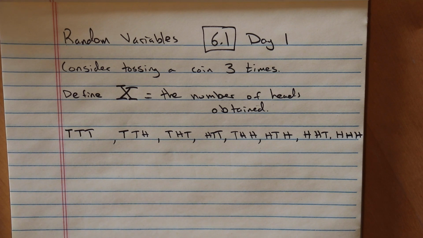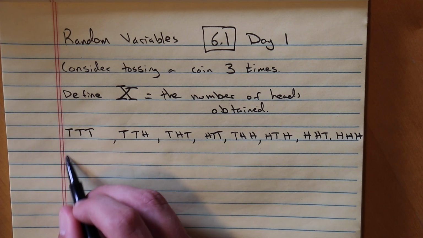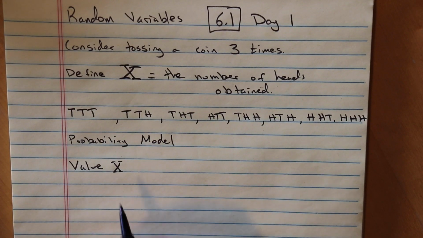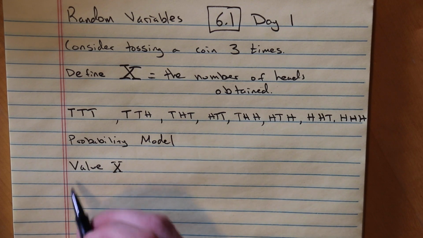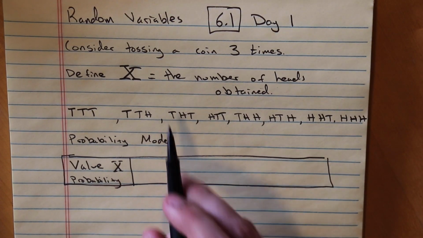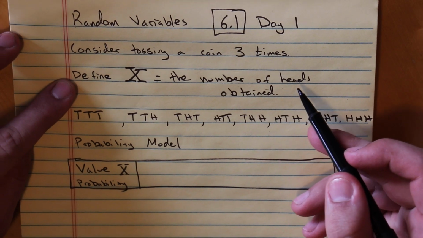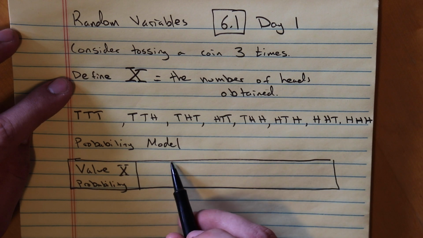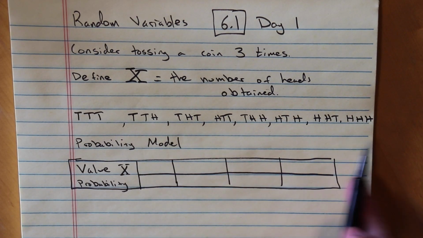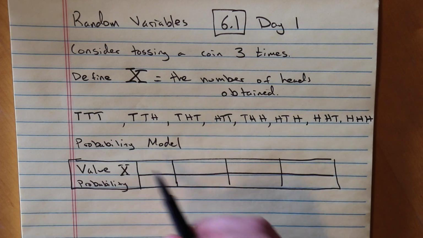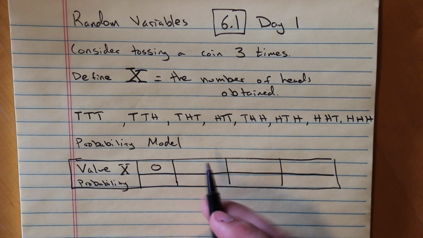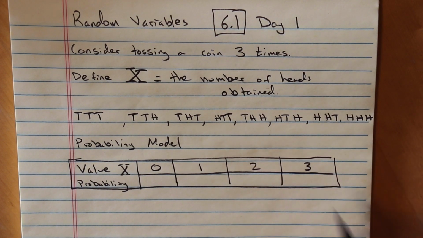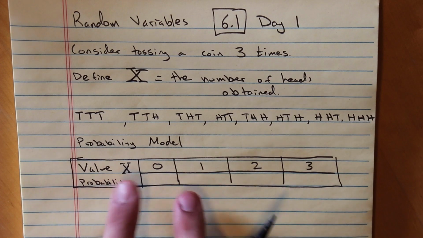So what I'm going to do is create what's called a probability model. And what it does is it takes the value of x and gives each value of x that could occur a probability. I defined x as the number of heads that are obtained. And the number of heads that could occur, well, it turns out there are 4 options. I could have 0 heads occur, I could have 1 head occur, I could have 2 heads occur, and I could have 3 heads occur. So these are the values that x could take on.